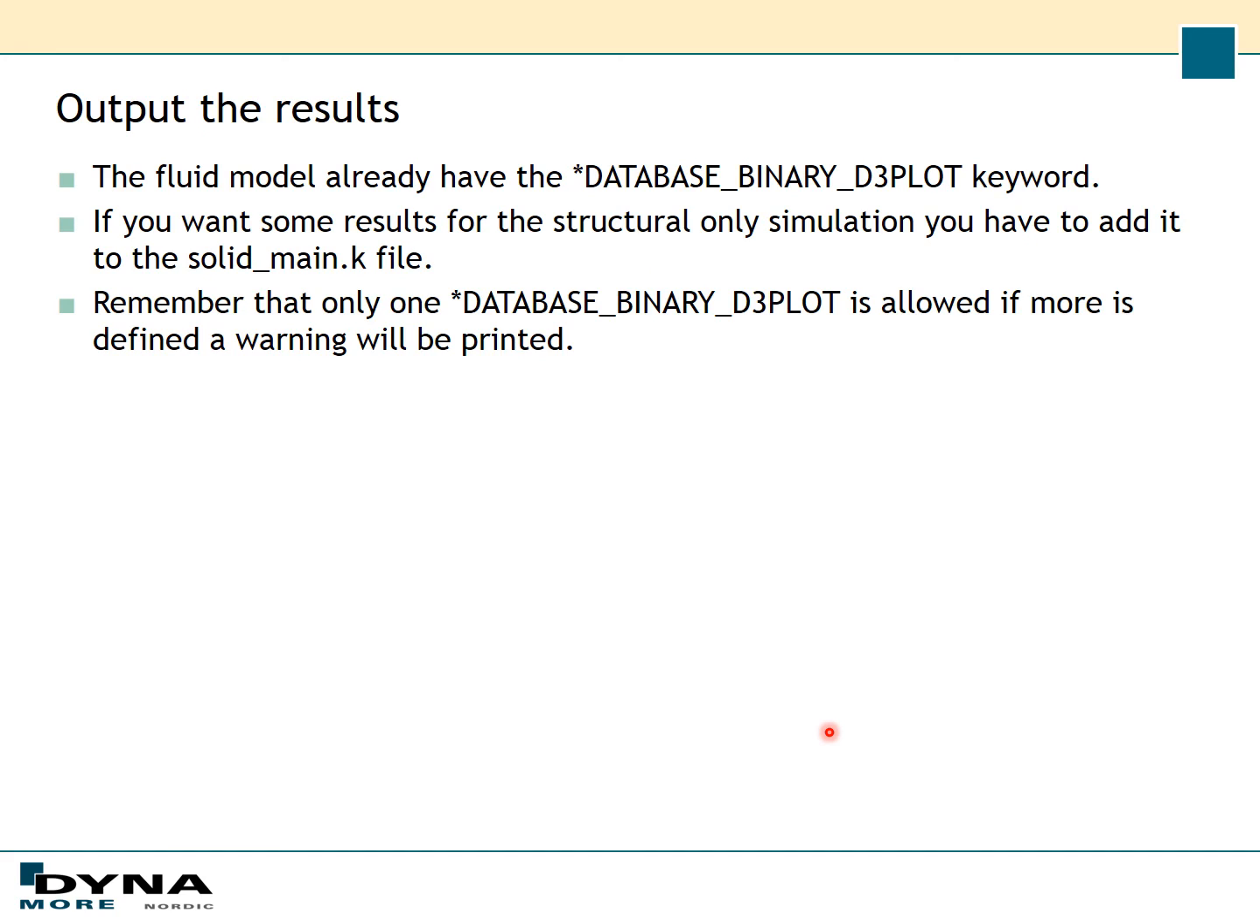To output the results, we use database binary ddplot. But since the fluid model already has this keyword, we don't need to define it again, since only one database binary ddplot is allowed per model. So if you have 2, the last one will be used, and you will see a warning in the message files.